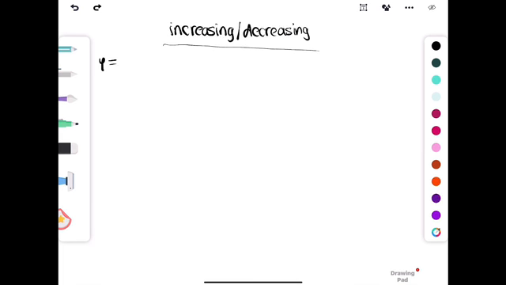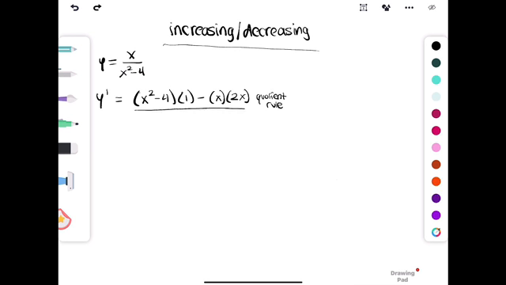To determine where the graph is increasing or decreasing, you have to take the first derivative of the equation, and make sure to be very careful with notation, as we all know points will be taken off. Using the quotient rule, we will set up the equation. Y prime equals g, x squared minus 4, times f prime, which is 1, minus f, which is x, times g prime, which is 2x, and this will all be over x squared minus 4 squared.